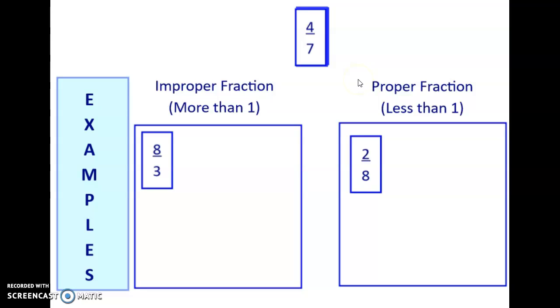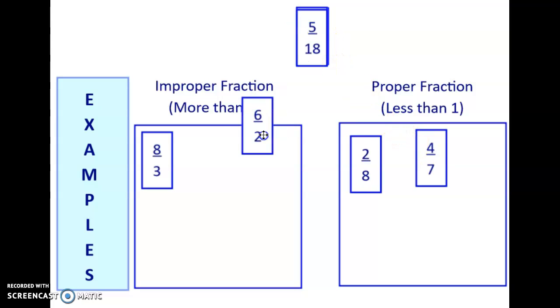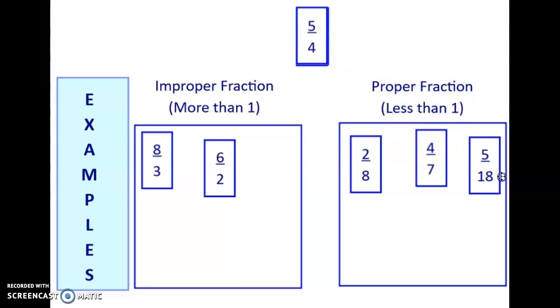4 over 7 is my next example. And that's also a proper fraction, as the numerator is smaller than the denominator. What about 6 over 2? The numerator's bigger on that one, so that must be an improper fraction, more than 1. 5 over 18 is a proper fraction. It is smaller on the top. And 5 over 4 is an improper fraction, bigger on the top.